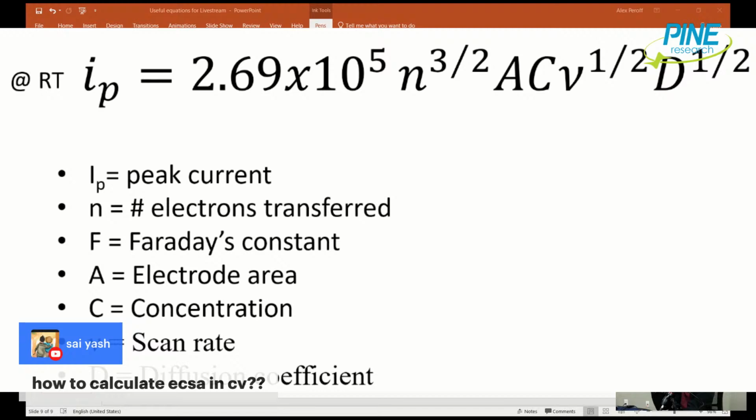That's a calculable thing, but that is not what we're going to solve for. We're going to assume what the diffusion coefficient is. You may even want to use a literature value of the diffusion coefficient to determine the electrochemically active surface area. So this is basically what you would do to calculate the ECSA in cyclic voltammetry.